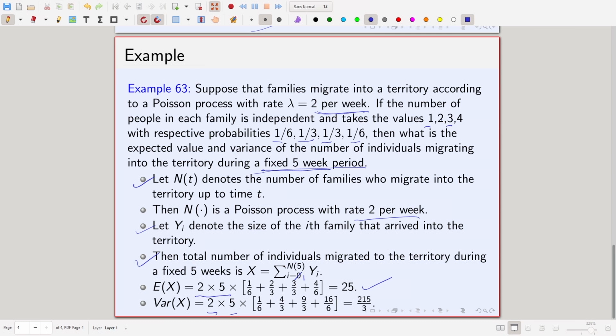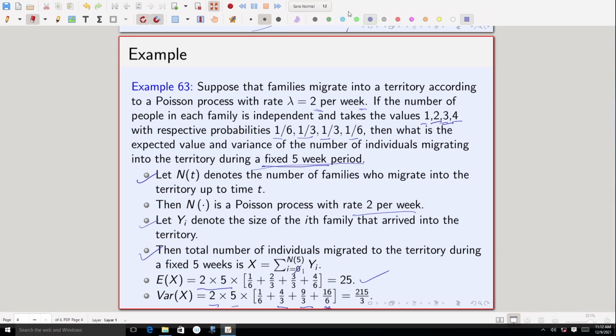So this is 2 square times 1 by 3, so you get 4 by 3. 3 square times 1 by 3, so you get 9 by 3. And 4 square times 1 by 6. So you get 1 over 6 plus 4 over 3 plus 9 over 3 plus 16 over 6.